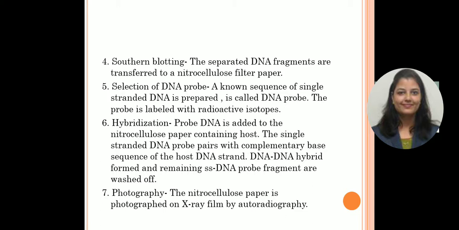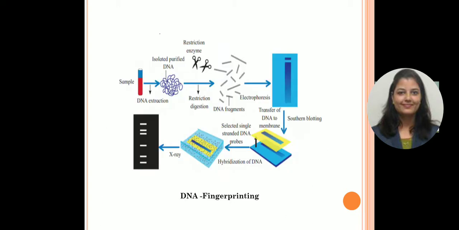Number six is the process of hybridization. The probe DNA is added to the nitrocellulose paper containing the host DNA. The single-stranded DNA probe pairs with the complementary base sequence of the host DNA strand, and DNA hybrids are formed, and the remaining single-stranded DNA probe fragments are washed off. And then the last step is photography. The nitrocellulose paper is photographed on X-ray film by autoradiography. So these are the steps which are involved in DNA fingerprinting.